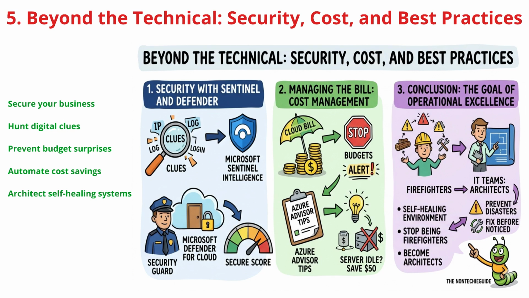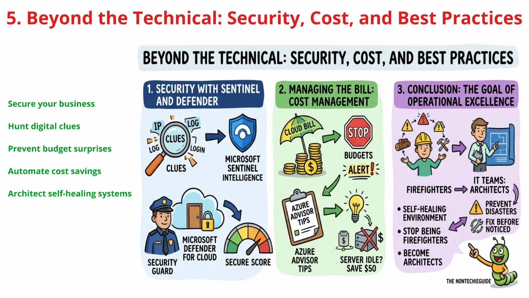But a safe empire must also be a lean one. Cost management helps you set budgets so you aren't surprised by a massive bill at the end of the month. Azure Advisor even steps in like a consultant, suggesting you turn off unused servers to save money instantly. The ultimate goal here is operational excellence. By moving from reactive firefighting to proactive architecting, you create a self-healing environment where problems are fixed before a single customer ever notices.